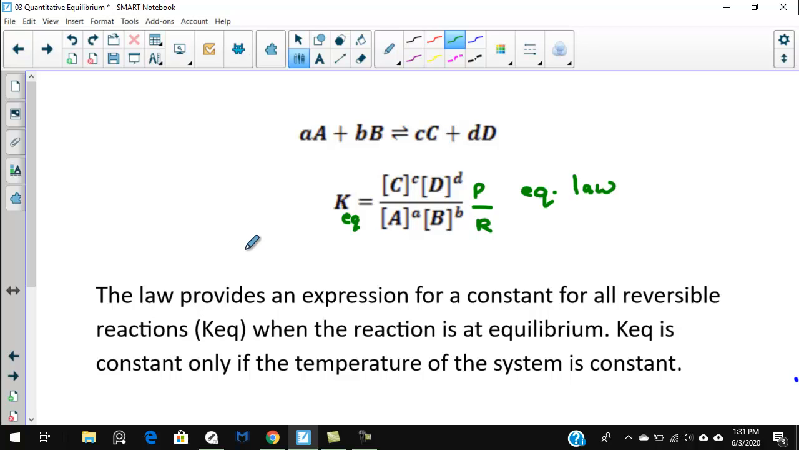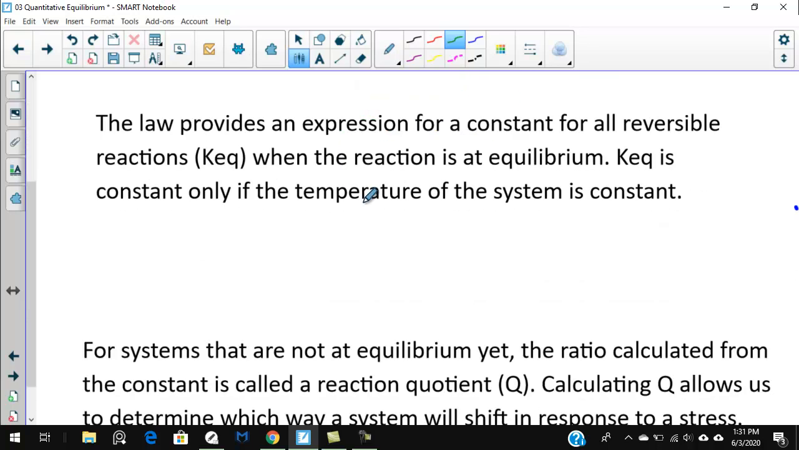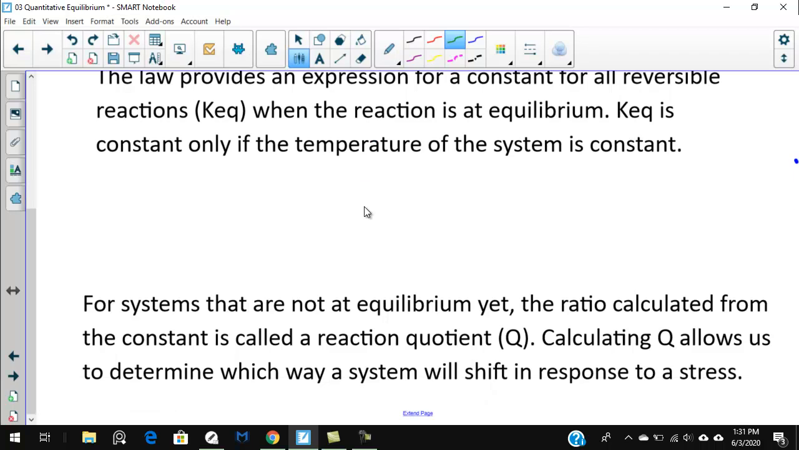So this gives you a value that we can use if we want to do some calculations, or even to see if something is actually at equilibrium, because at equilibrium, if you were to measure the concentrations of all of these things, then it should come out to be equal to KEQ. And if it's not, then for systems that are not at equilibrium, the ratio can be used to figure out which way the system is moving. Is it moving faster in the reverse direction or faster in the forward direction, right?